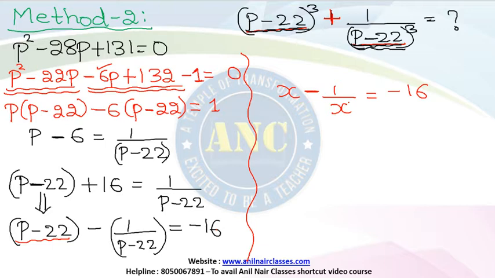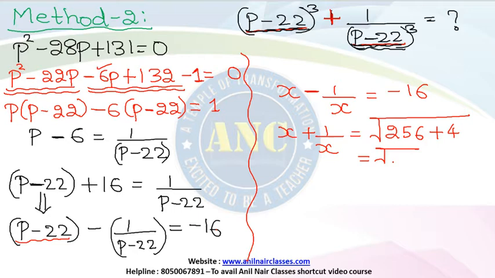That means x minus 1 by x, if it is minus 16, x plus 1 by x will be plus or minus square root of minus 16 whole square, that is nothing but 256, plus 4. X plus 1 by x is root of 260, right? That means I know x plus 1 by x value as root 260 right now. They are asking you to find x cube plus 1 by x cube. It is not at all a difficult task.